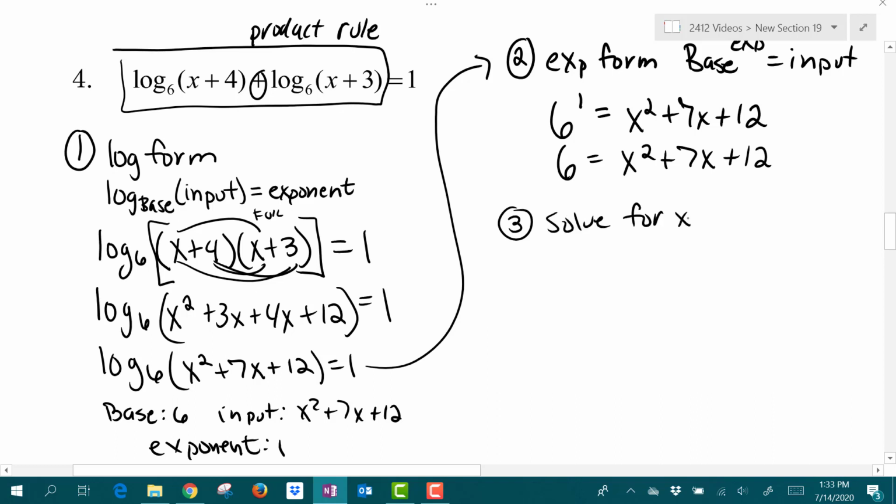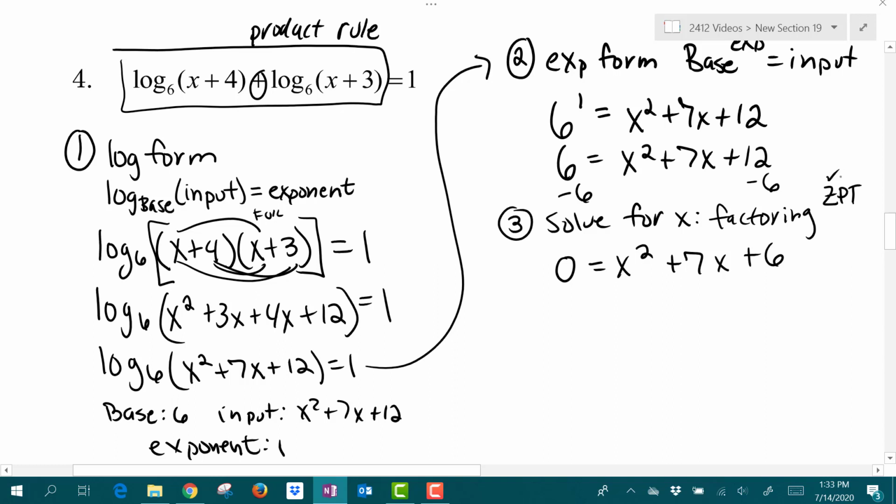Alright, step 3 is to solve for x. In this case, we are solving a quadratic equation, and I'm going to try the factoring method. To try the factoring method, you have to get 0 by itself on one side first. So I would subtract 6 from both sides first. Sometimes we call this the zero product theorem. First you get the 0, then you have to have a product, which means you need to factor that trinomial.